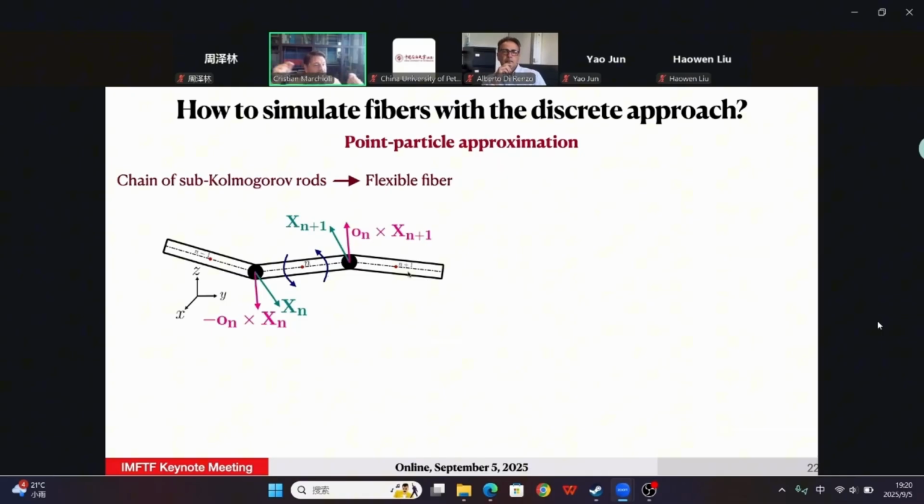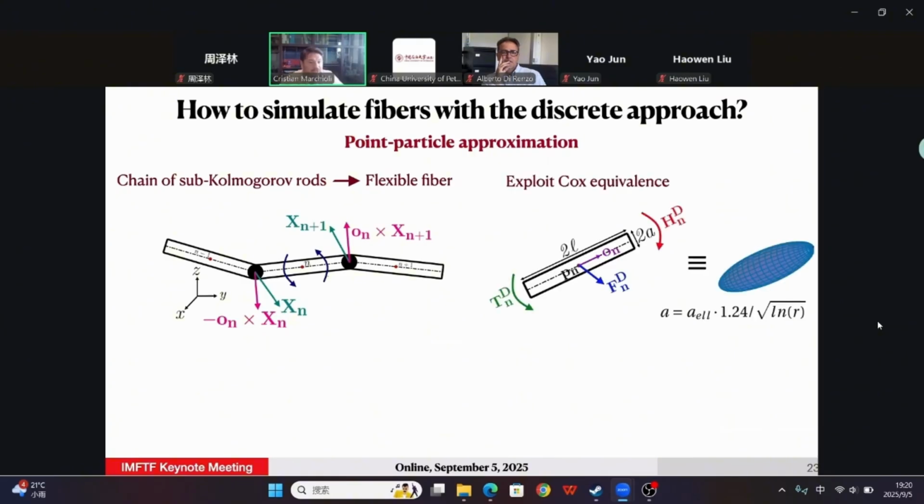So the chain is never broken, but this is just our choice. And in order to keep the elements together, we are imposing constraint forces, which are represented by these X vectors here. And I will tell you a little bit more about this in a moment. Now, for every element, every rod in the chain, we need to solve for the equations of motion. And so we need to know the forces that are acting on each element, but also the torques.